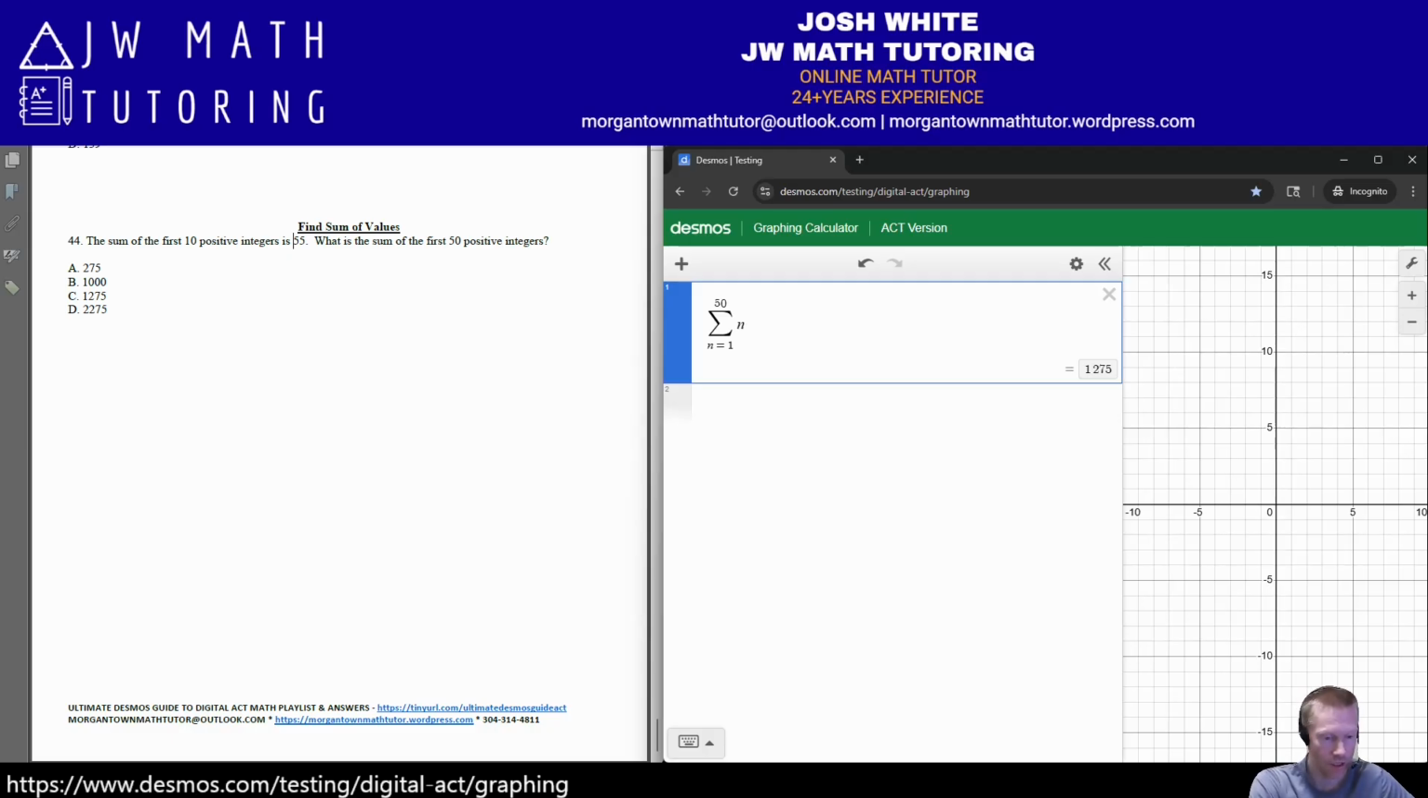Now, obviously, there's a formula that you can use to do this as well. It's like the first value plus the last value divided by 2 times the number of values in your increasing sequence. But the point is, you don't need to memorize that. You don't need to do that when you can just go to Desmos and just type this all in and get the correct answer. So the correct answer for this one is going to be letter C.